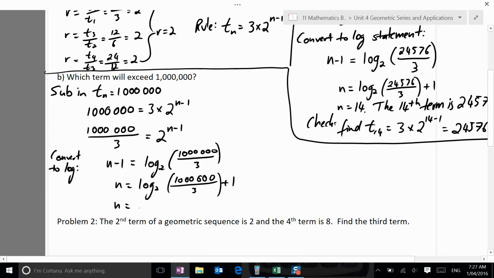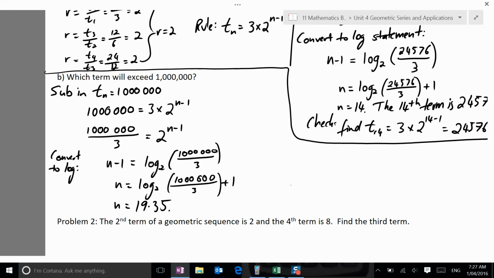19.35. Okay, we can't have 19.35 terms. Remember I'd have T19 and then T20. I can't go in between these. So I'm going to have to do some rounding here. I know that I'm going to need to round up here. I'm not going to be able to round down to 19.